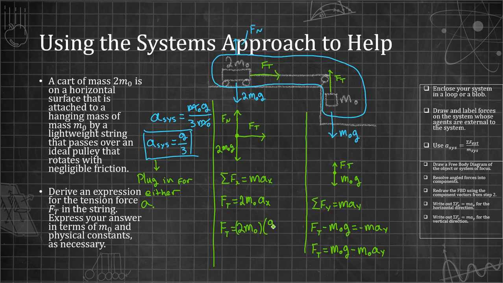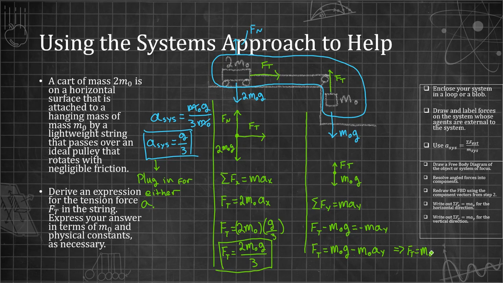So plugging this acceleration in for the cart, we get that it's 2 times m multiplied by g over 3. So our tension force should be equal to 2 times mg divided by 3, or 2/3 mg. Doing this for the hanging block, we should get the same thing because the tension should be equal. But it's a little bit more complicated, but not so much so.